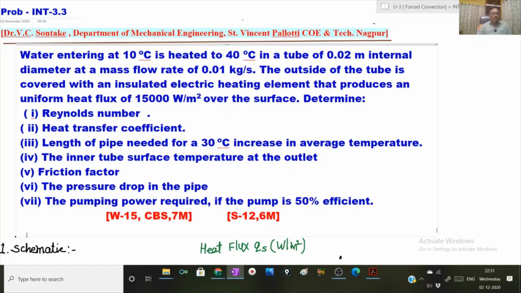Determine: 1. Reynolds number, 2. Heat transfer coefficient, 3. Length of pipe needed for a 30 degrees Celsius increase in average temperature, 4. The inner tube surface temperature at the outlet, 5. Friction factor, 6. The pressure drop in the pipe, 7. The pumping power required if the pump is 50% efficient.